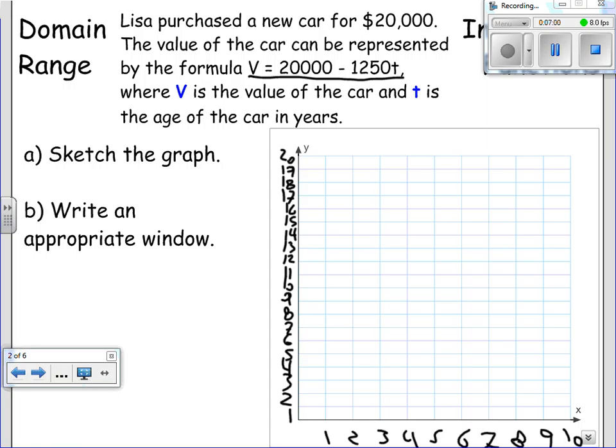Pardon? Yeah, so it's this. This is our window, right? And we've decided that's appropriate. From 1 to 10, from 0 to 20,000, going up by thousands. But there's got to be a certain way to write that. There's the 3 numbers. Yeah, it is the 3 numbers.